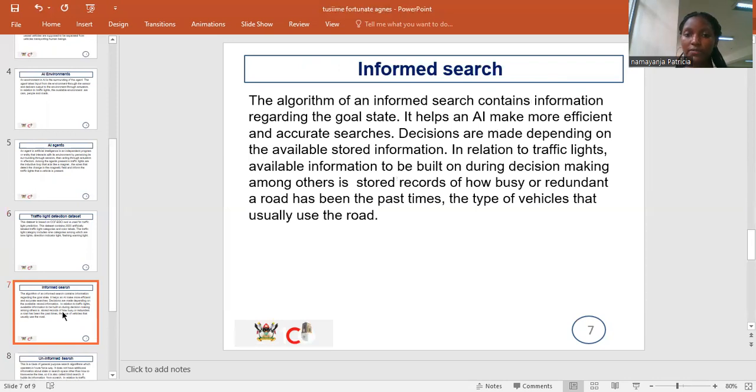Then informed search. This algorithm of informed search contains information regarding the goal set. Like before, in the very first place, there is information already stored in maybe a database or somewhere, so it doesn't begin from scratch. It already has information to depend on in order to make a decision. So in relation to traffic lights, the available information to build on during decision making is maybe the stored records of how busy a road has been in the past, or the type of vehicles that usually use the road.